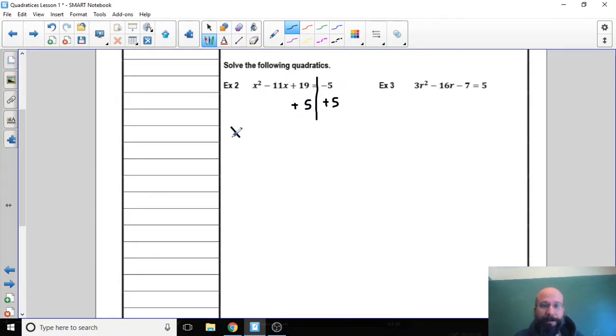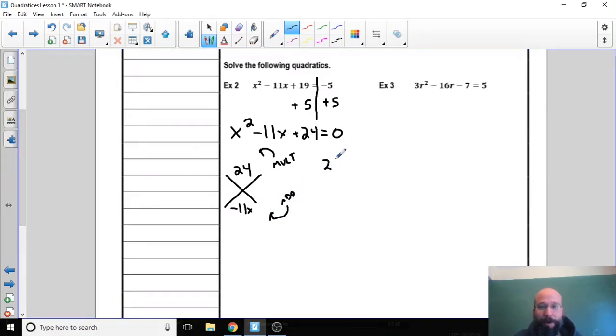So I'm going to have x squared minus 11x plus 24 equals 0. Now I have it equal to 0, so now I can factor it. The first thing you do is draw this x, and you multiply a times c, which in this case is 24. Down here you have -11.